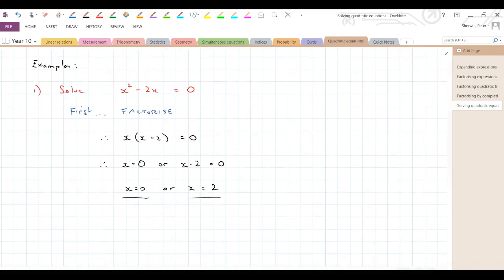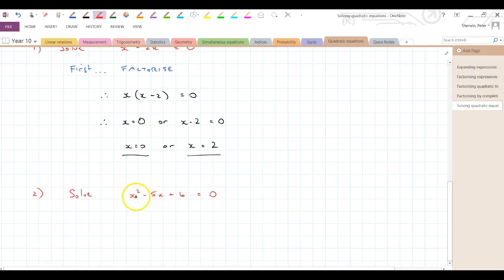Okay, let's have a look at another example. We're having a look at now a quadratic trinomial. So we're going to go ahead and factorize first. That's our job. So factorize this expression here. I've got 0 on the right. Beautiful. Factorize this trinomial. How do I do that?